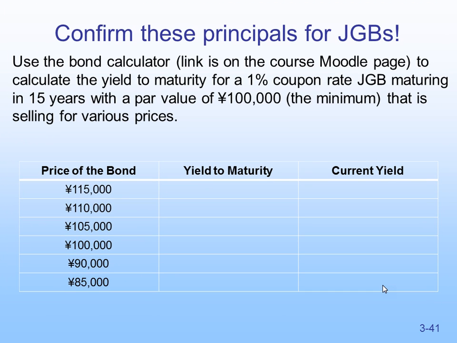All right, so you know the coupon payment, so figure this out. The current yield and the yield to maturity, and then think about it. Did it confirm the principles that we said? Or is it different?